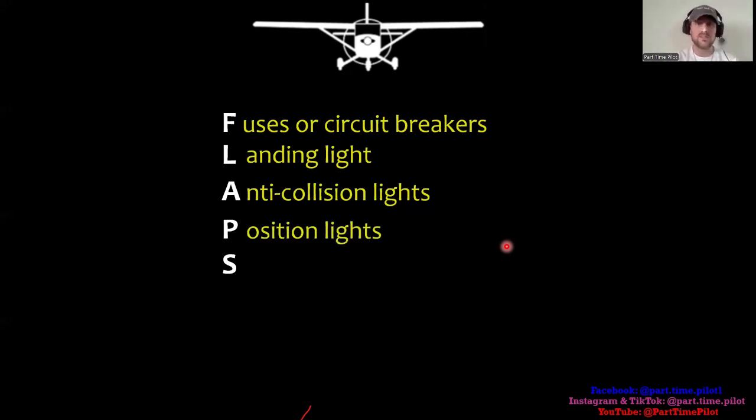The P in FLAPS is position lights, and the S is a source of electricity. That would be like an alternator on our engine, or if we lose that, our battery as a backup.